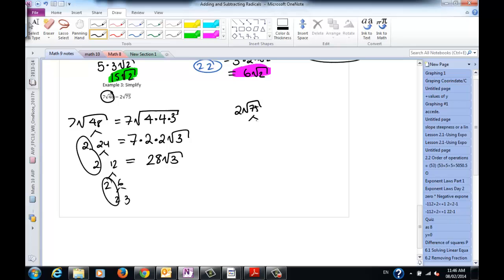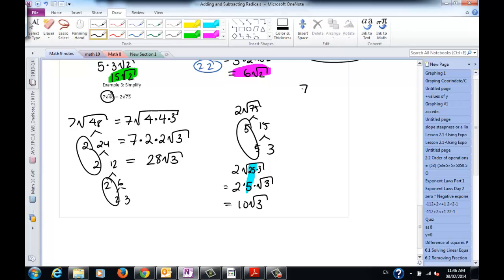And what about my 2 root 75? Well, 75 is going to break down to 5 and 15. And then we have 5 and 3. I have a pair here. So 2 root 75 is the same thing as 2 root 25 multiplied by 3, which is the same as 2 multiplied by 5 multiplied by the square root of 3. Again, I just got this 5 from the 25. And this becomes 10 root 3.